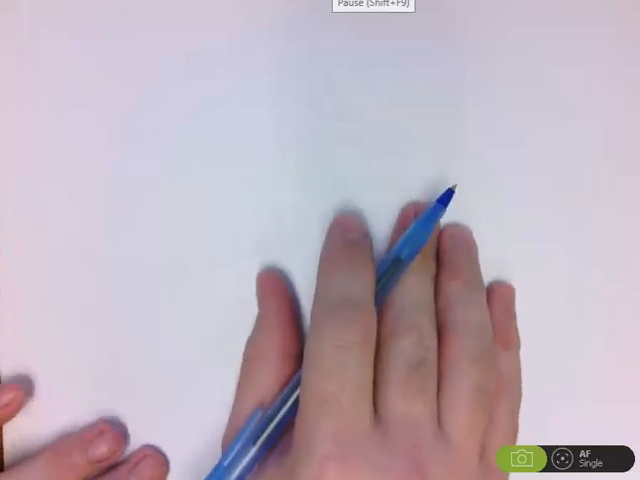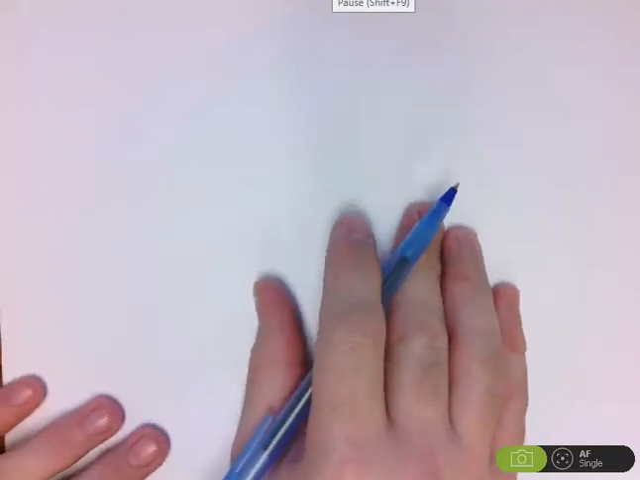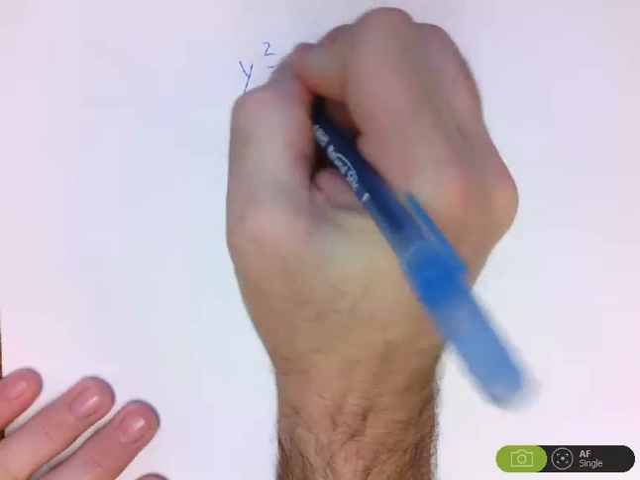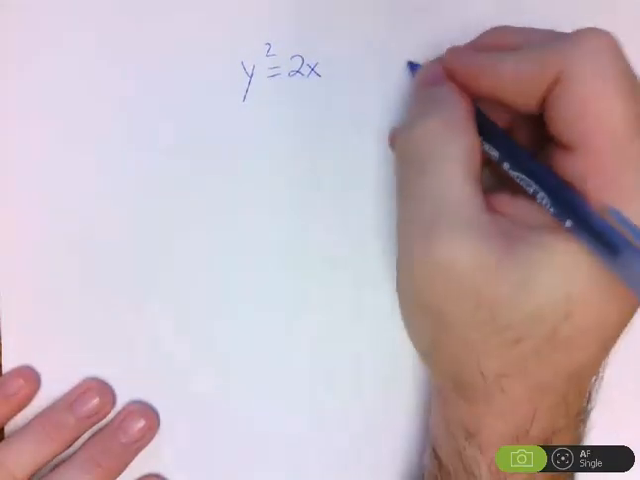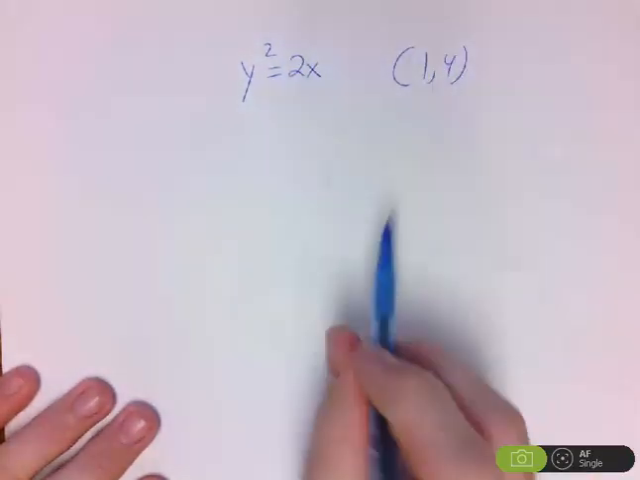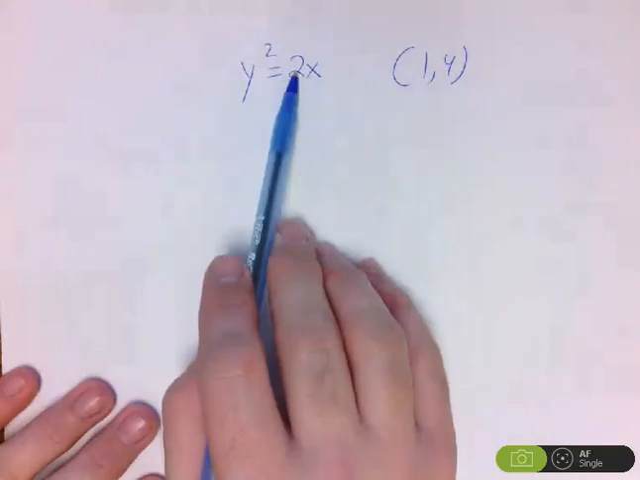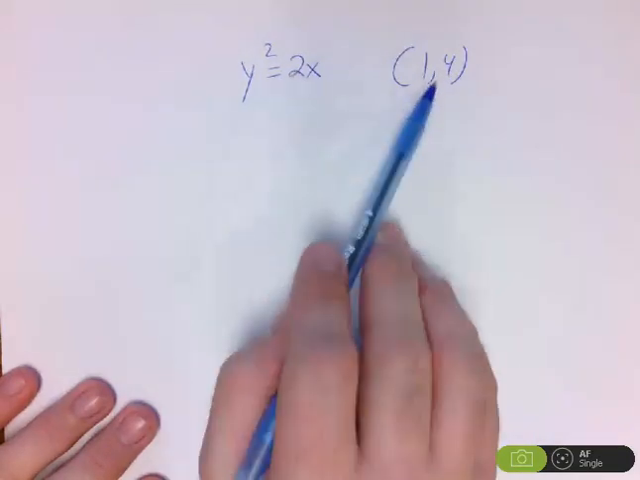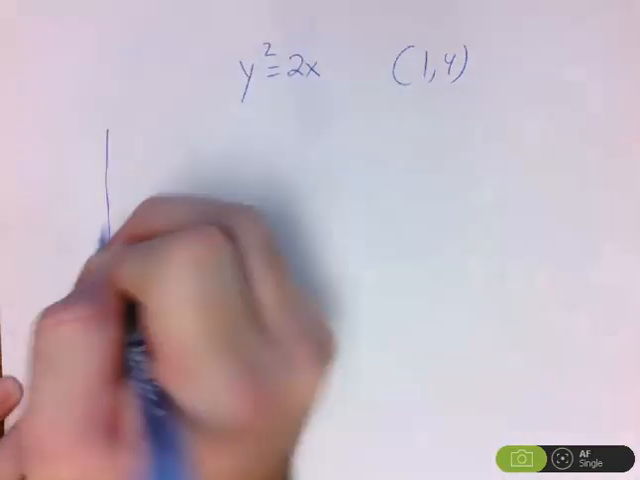Hey guys, let's finish that problem from class that we didn't have time for. It was the parabola y equals 2x, and the point was (1, 4), and we had to find the point on this parabola that's closest to that point. So let's get a good picture here.